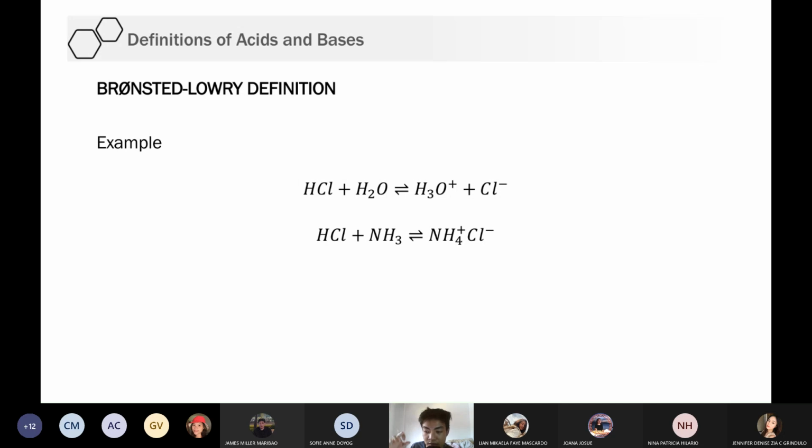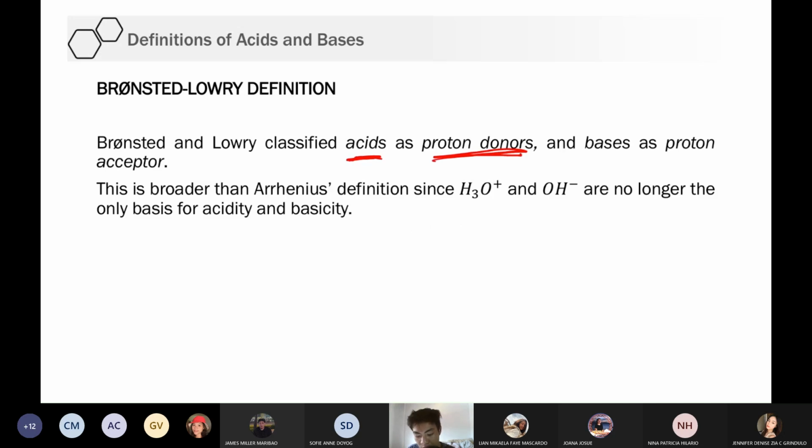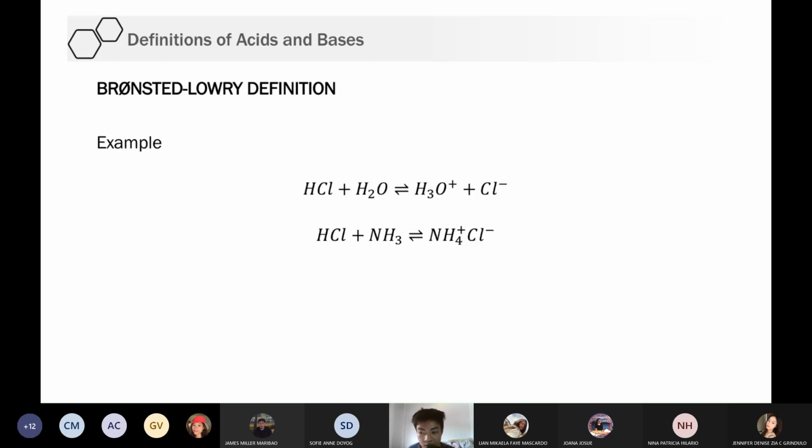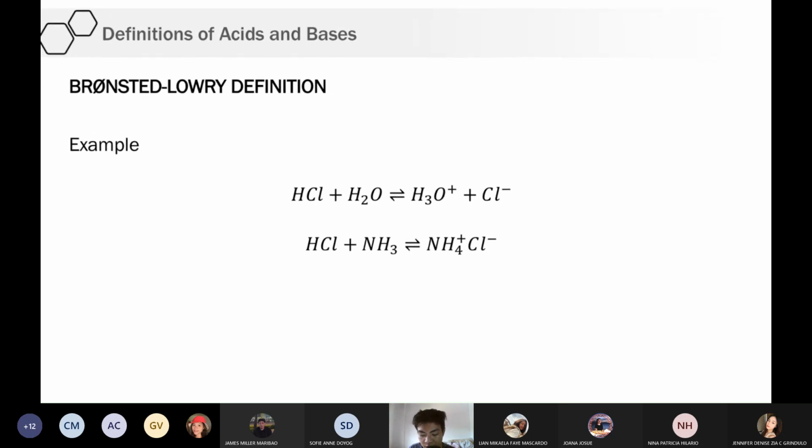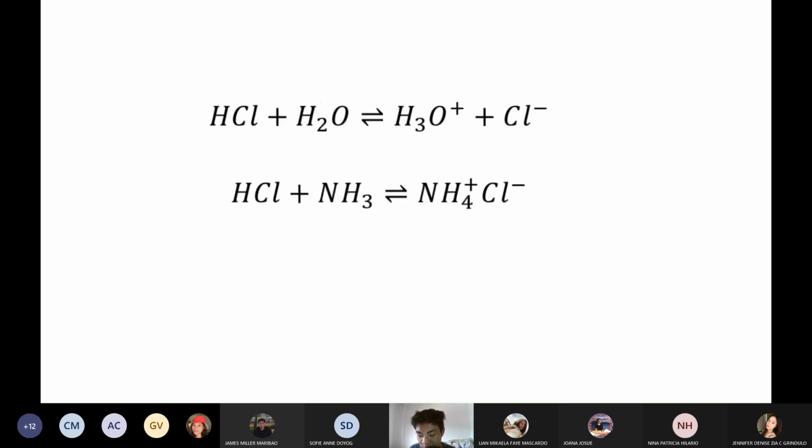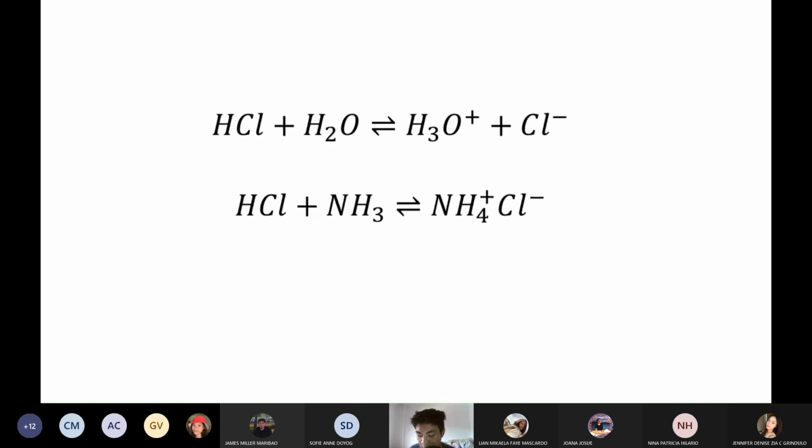Okay? Then, tignan mo naman kung sino yung tumanggap ng proton na yon, because proton acceptors are called the Bronsted-Lowry base. Okay? So, gagawin natin dito, we will look at the equation and then we can tell kung sino yung acid and base doon according to Bronsted-Lowry definition. So, let's look at these examples. By the way, may typo. Nakalimutan ko yung plus symbol sa gitna.